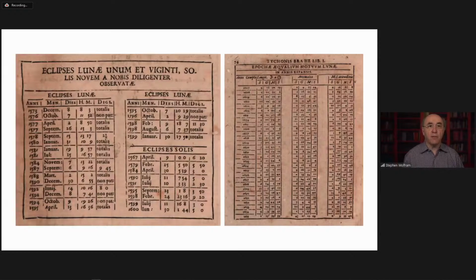That's a page from Tycho's tables. Eclipses lunae unum et viginti, solis novem, so I guess 21 lunar eclipses with, my knowledge of Latin probably isn't sufficient to do real-time translation of this. In any case, a table of eclipses for a series of years like 1612 and so on.